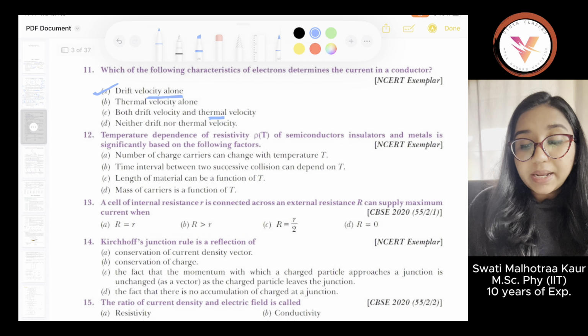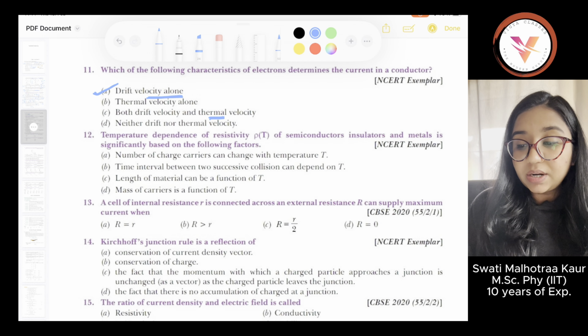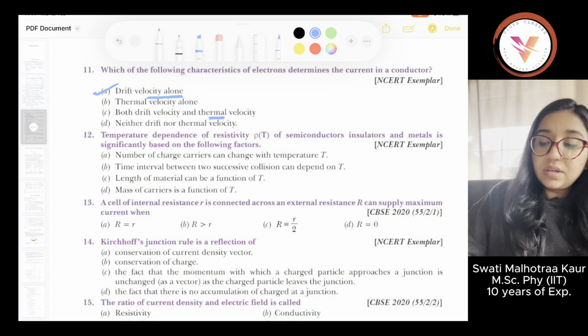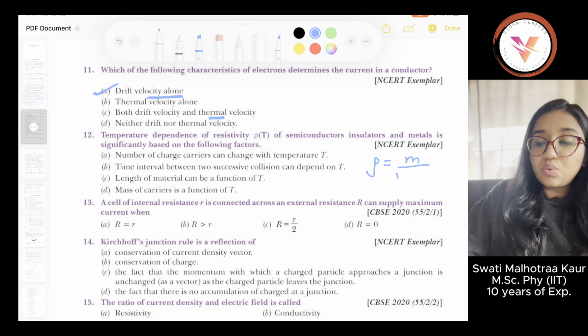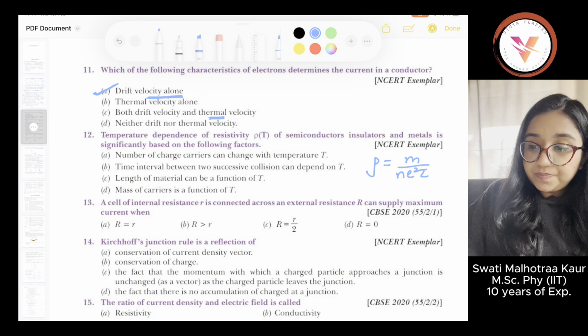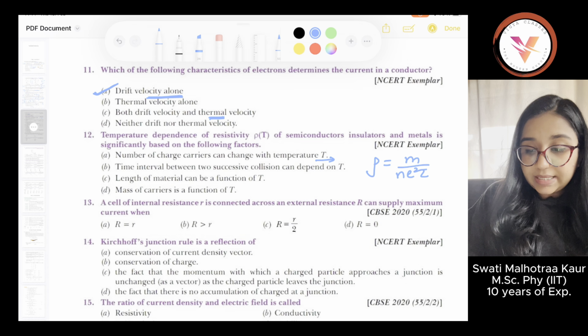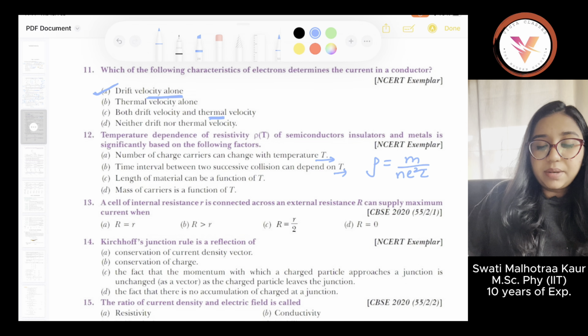Next. Temperature dependence of resistivity of semiconductor, insulator and metal is significantly based on the following factor. So resistivity rho has a formula of m upon n e square tau. So the number of charge carriers can change with temperature T. Yes, it can change. It increases. The time interval between two successive collisions can depend on temperature. Yes. Length of a material can be a function of T. No. Mass of carrier. No. So A and B are the appropriate ones.